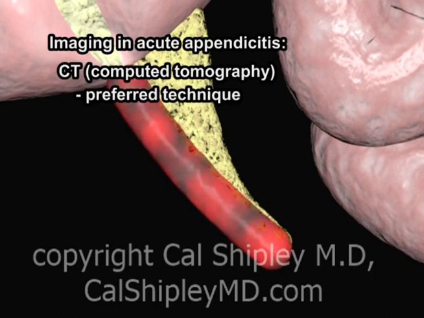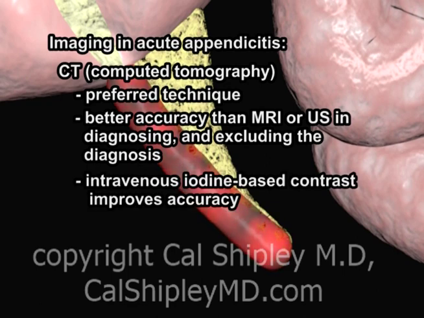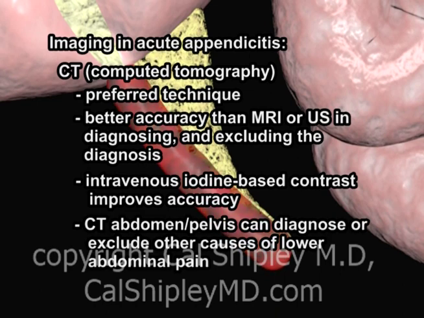CT scan is considered the preferred technique for the diagnosis of acute appendicitis. Compared to ultrasound or MRI, CT scan has high rates of making the diagnosis in patients with acute appendicitis and is better at excluding the diagnosis in patients with a normal appendix. The accuracy of diagnosis is improved when iodinated contrast material is given intravenously. Typically, a CT of the abdomen and pelvis is performed, and this allows for identification or exclusion of alternate causes of lower abdominal pain as well.